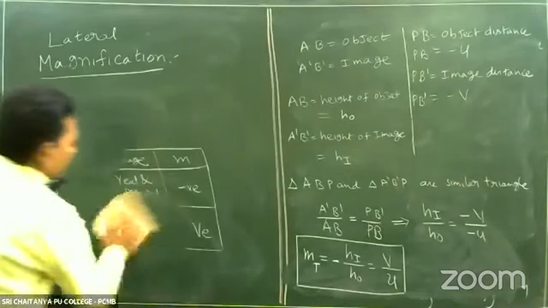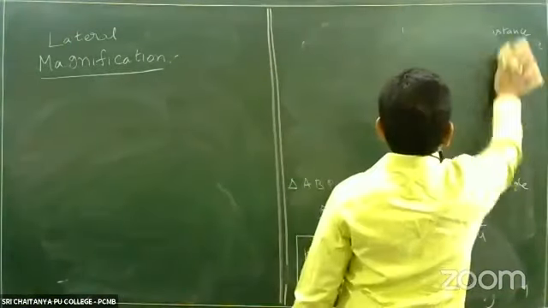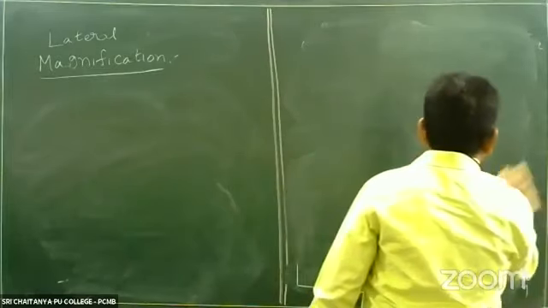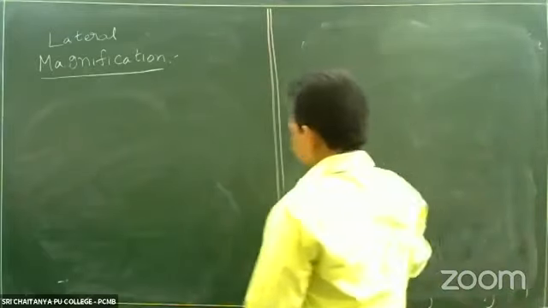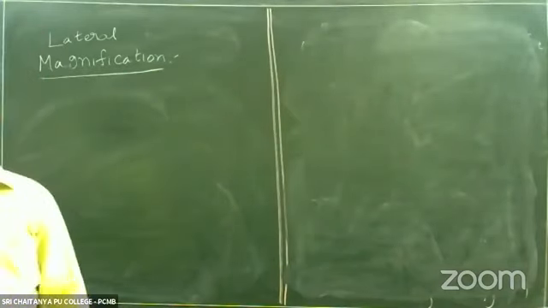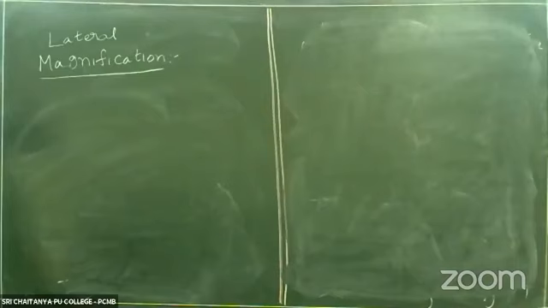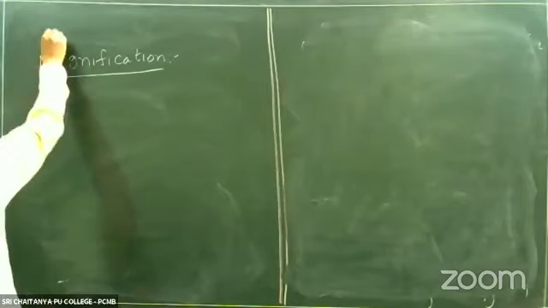Derivation part, and also M may be positive, M may be negative. How to identify positive and negative? If the object and image are both above the principal axis or both below the principal axis, M is positive. If one is above the principal axis and the other is below, then the magnification is negative. Now let us go to the longitudinal magnification.